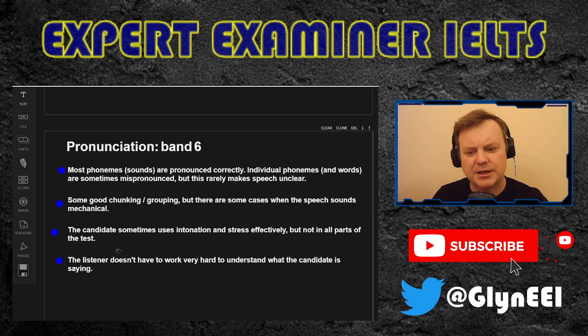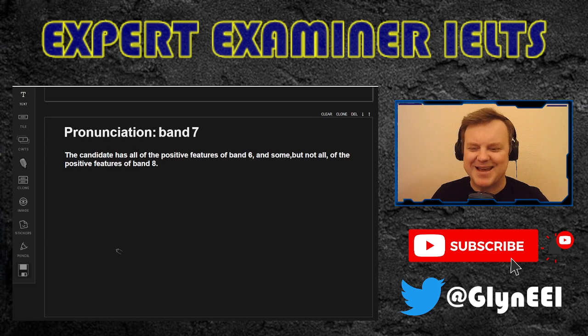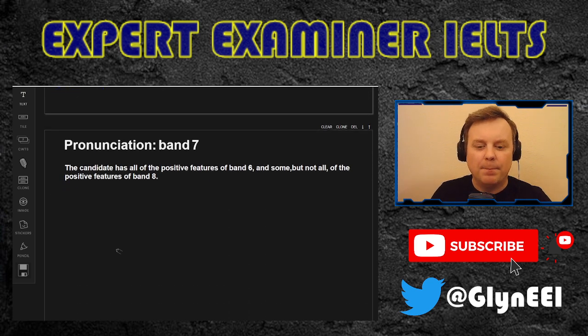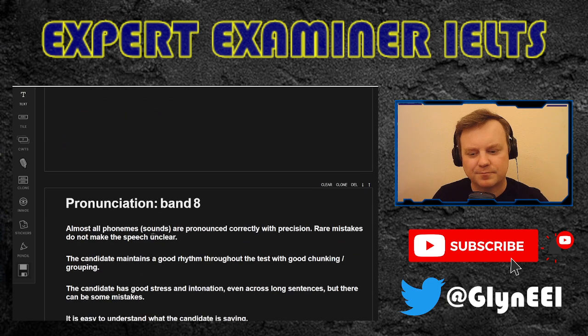Very easy to understand. Band 7, again, the candidate has all the positive features of Band 6, so all of the good stuff here, and some, but not all, of the positive features of Band 8. Okay, so in order to understand a Band 7, we must understand what Band 8 pronunciation features are. Let's take a look.